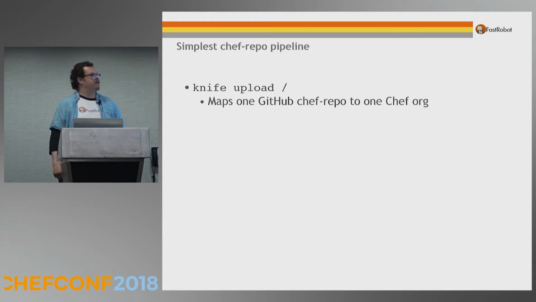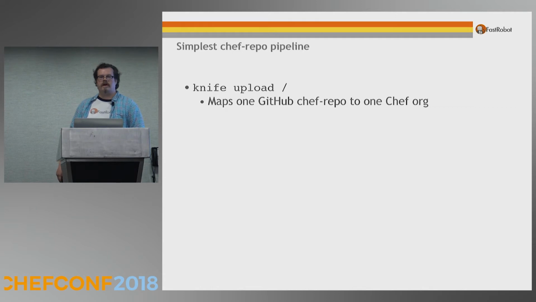What we're doing is mapping a single ChefRepo to a single Chef org. In this case, we divide it up into prod and non-prod. So we had a prod ChefRepo and a non-prod ChefRepo. We had a prod Chef server and a non-prod Chef server. Changes you made in one repo would get pushed to the server that it was mapped to.